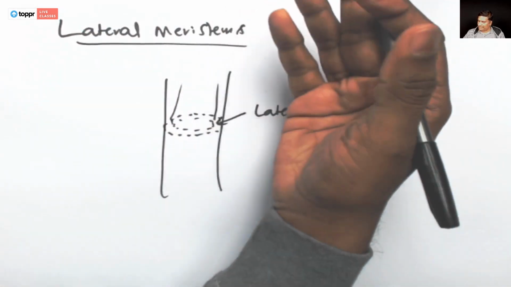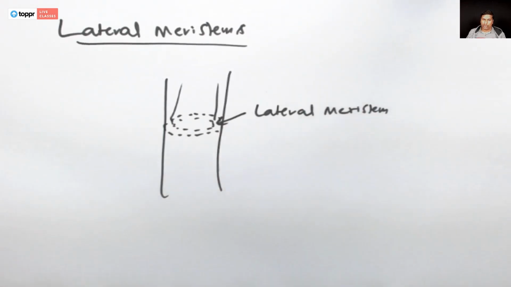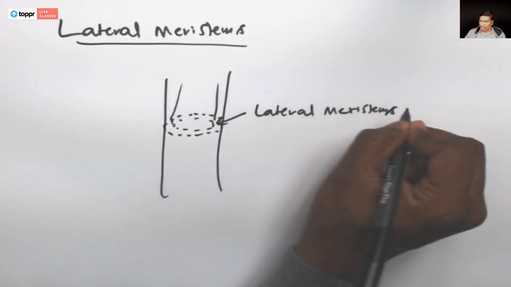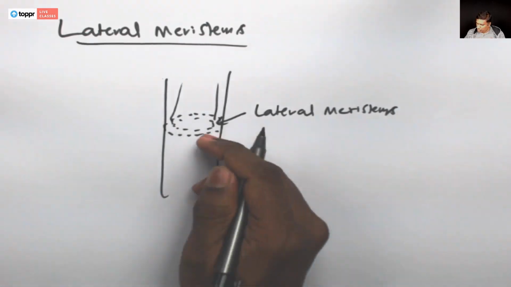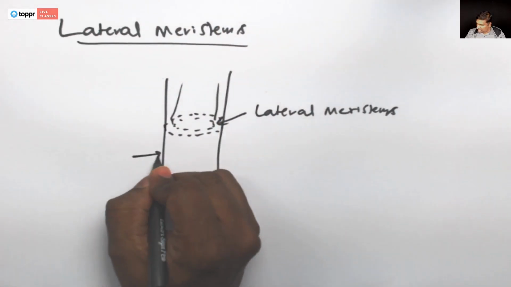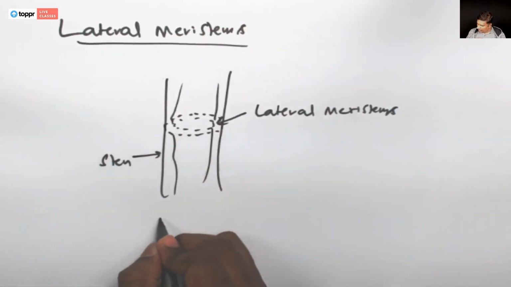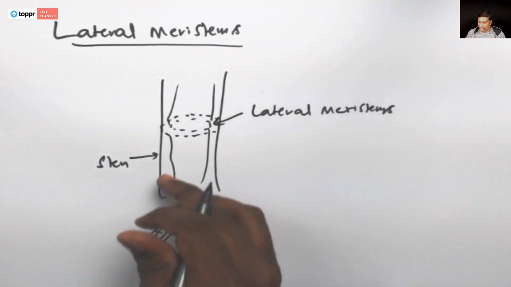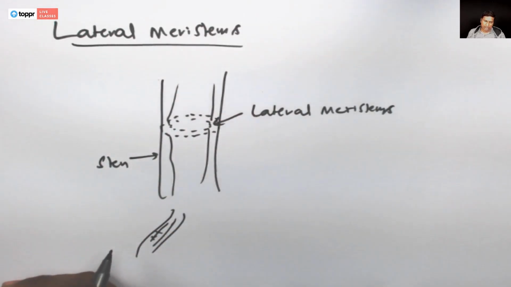So if it is present at the tip, we call it apical meristem, and if it is arranged in concentric circles in the shoot or root or wherever, we call them lateral meristems. Now these lateral meristems extend through the entire shoot. If this is stem, they'll extend all through it, or if it is root, they'll extend through the entire root as well.